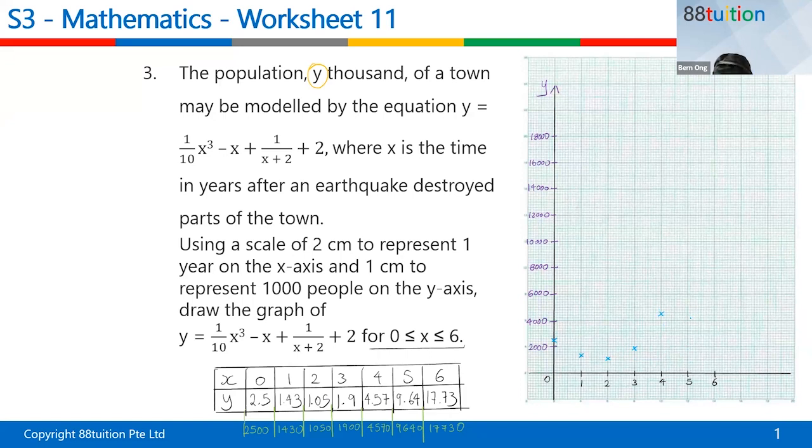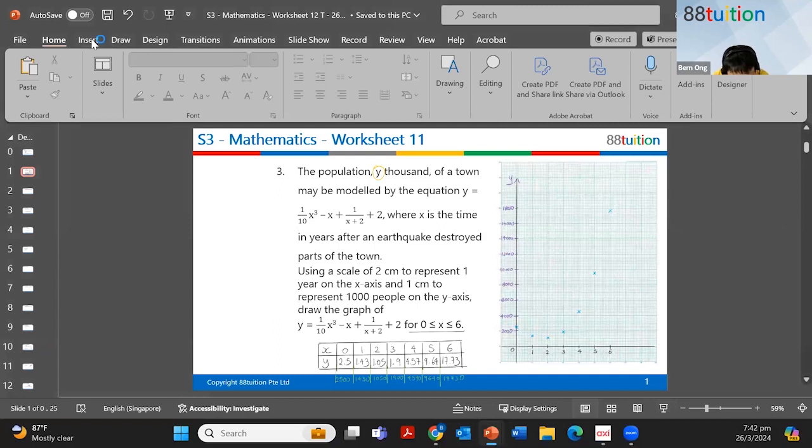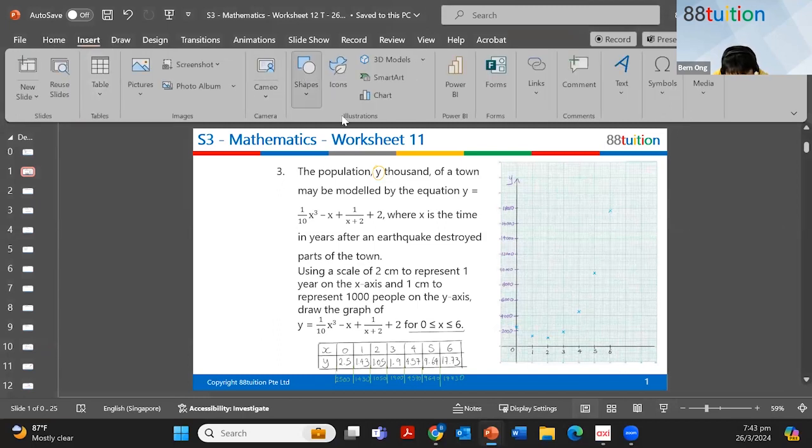5 is 9,640. 5 is 9,000. And 6 is 17,000. Oh my goodness, not easy. All right, so you get a curve like that. You are supposed to use your curve ruler or your flexi curve to assist you. Okay, let me cheat by using my PowerPoint tools to assist me.